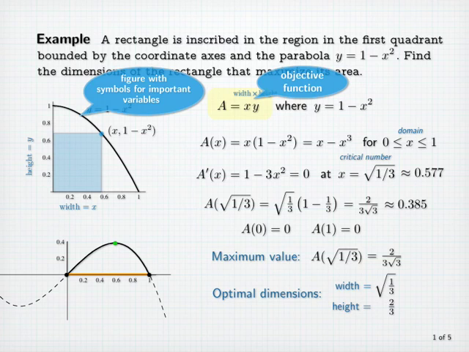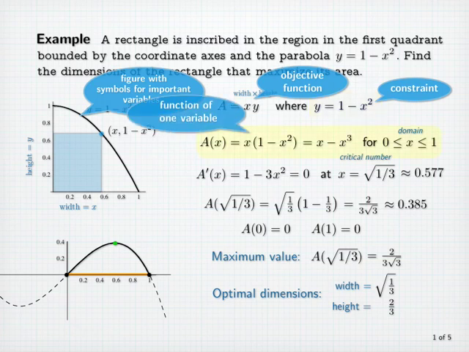Since the objective function involved two variables, we had an additional equation called a constraint, which came from the fact that one corner of the rectangle is constrained to the parabola. The constraint provided a relationship between the two variables that allowed us to then express the objective function in terms of just one variable.